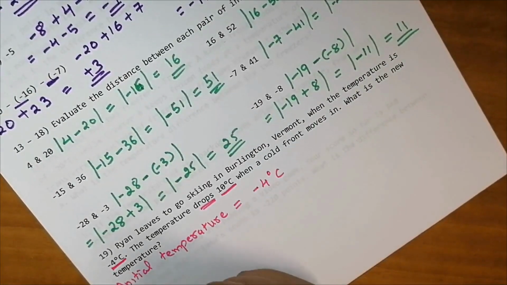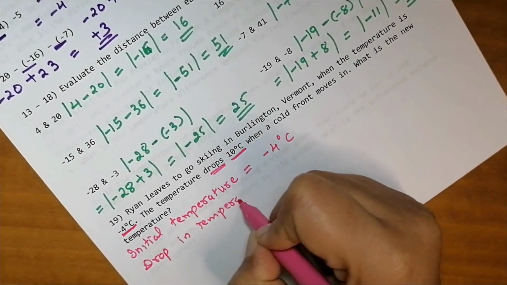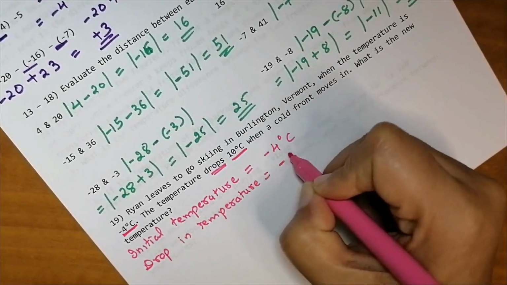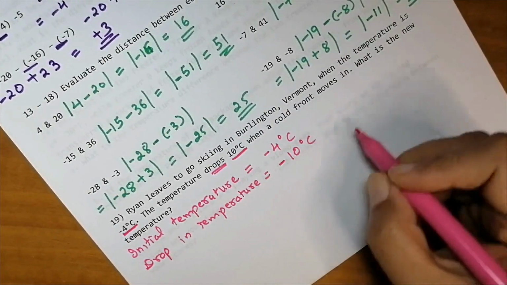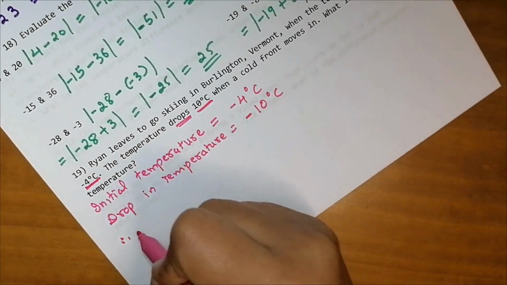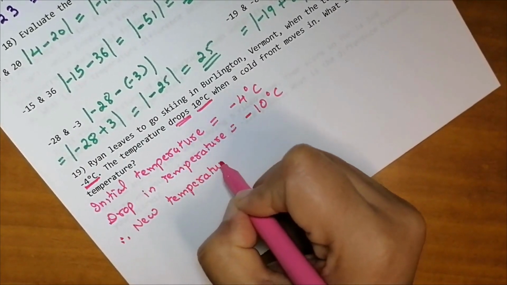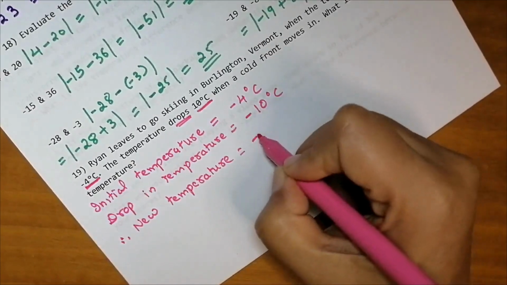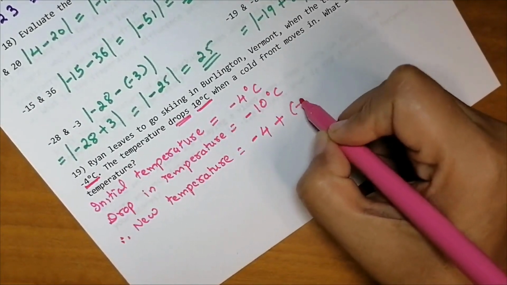Then we have the temperature drops, so drop in temperature. That's my next one here. Drop in temperature, so I will say -10 degrees again, because it's a drop, so it's minus. Now what are we asked? New temperature. Therefore, remember, this is the sign of therefore, new temperature equals -4. That's the old temperature you will write. You will add, and the drop will come here, which is -10.